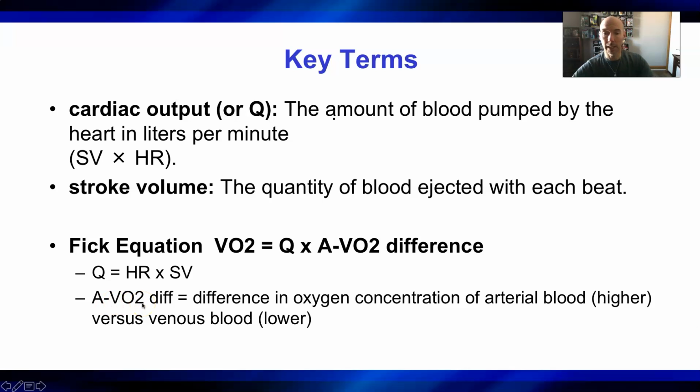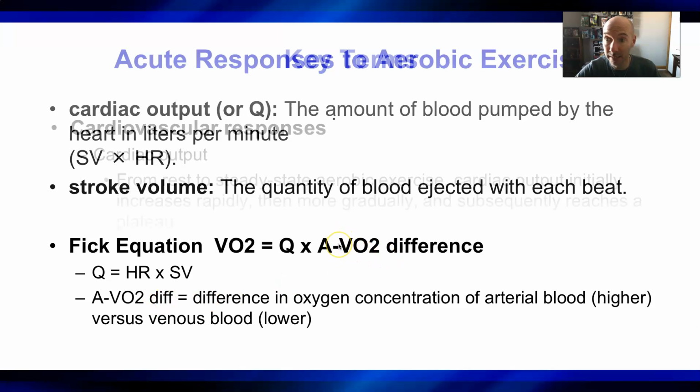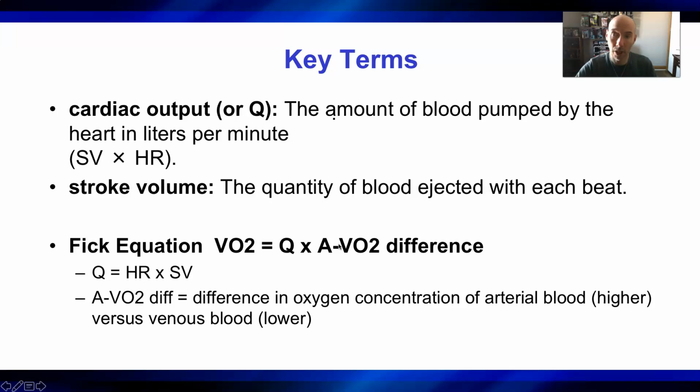Now let's think about this for a second. During exercise, how would that change? Does the difference get bigger, get smaller? The difference should get bigger, right? Because if the muscles are active, then the muscles are going to be taking out more oxygen from the arterial blood. Therefore, there will be less oxygen returning in the venous circulation. So therefore, the difference will be larger.